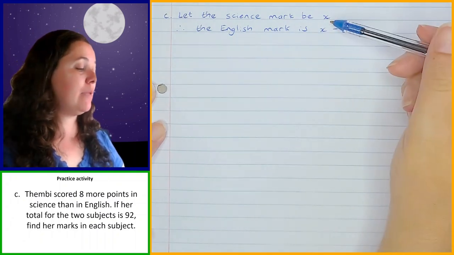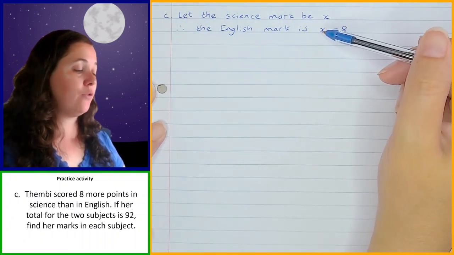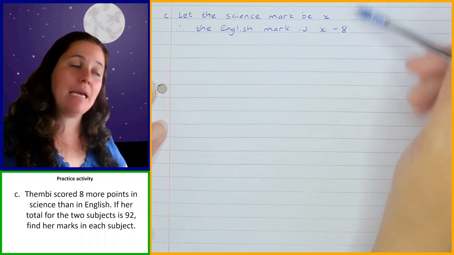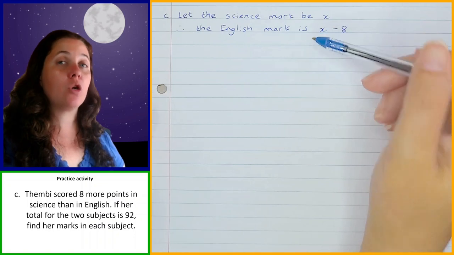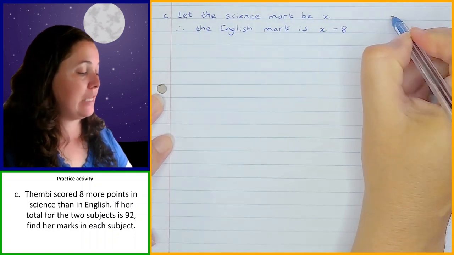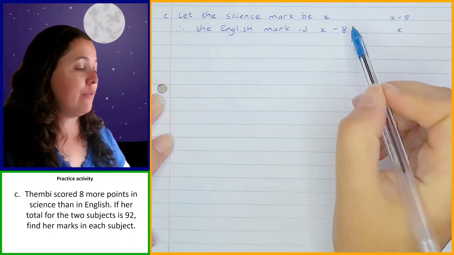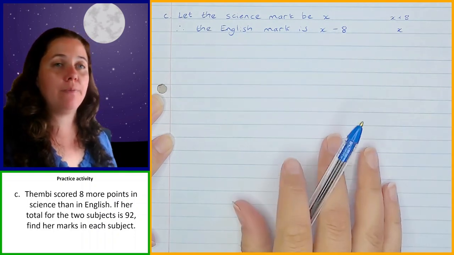Now if you had them the other way around, you would have had X for English and X plus 8 for science. It doesn't matter which way around you do it, so long as you have them correct either way. So that's the other option, X plus 8 and X. But I'm choosing to use this option over here.